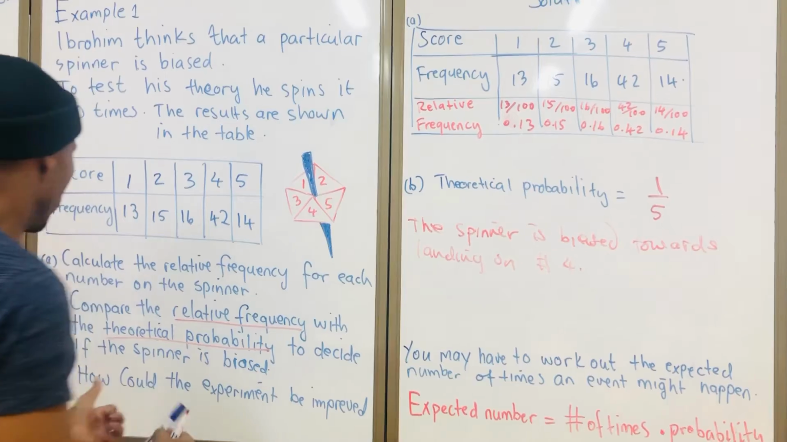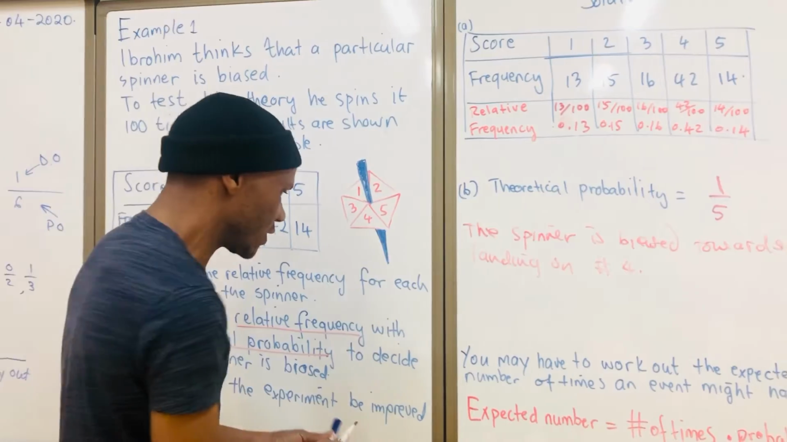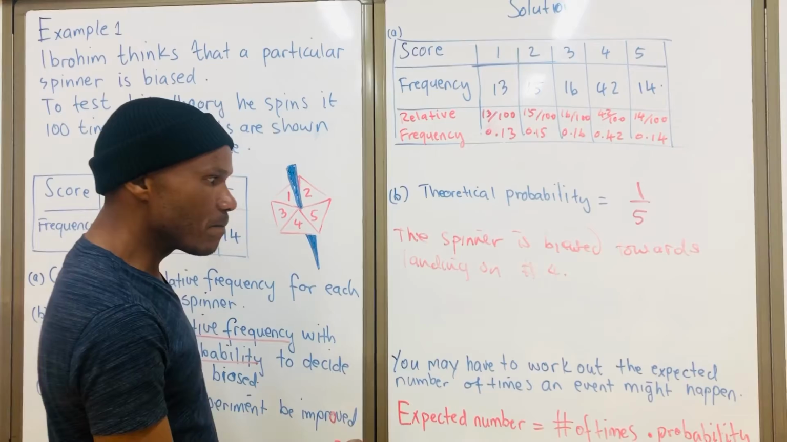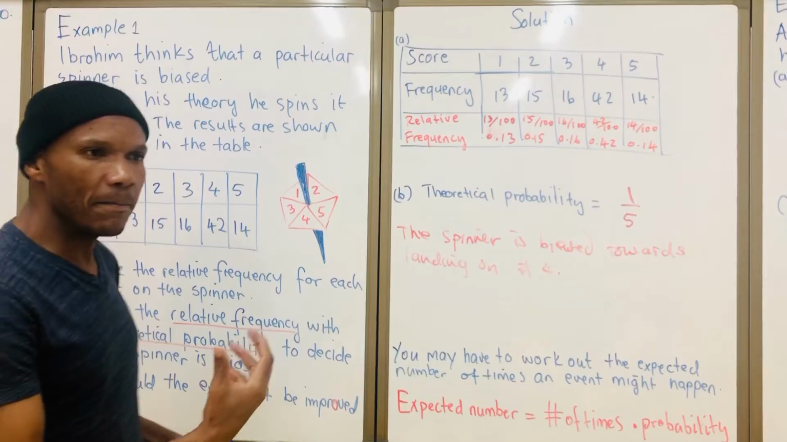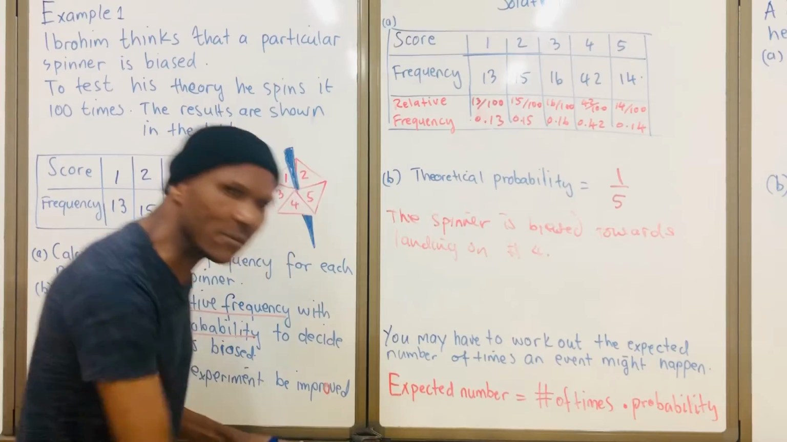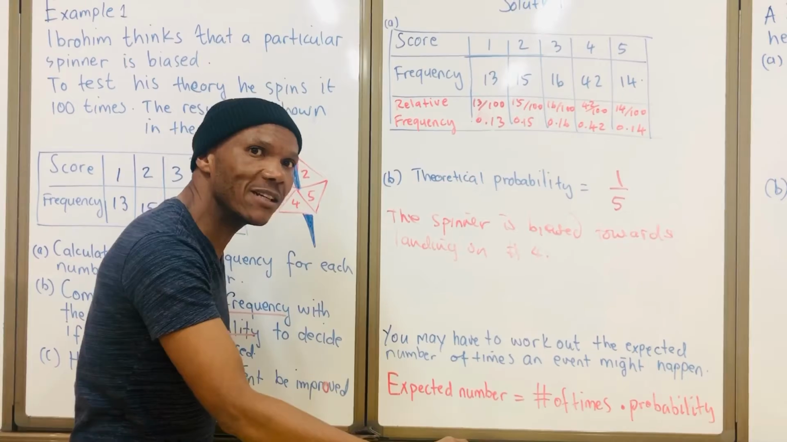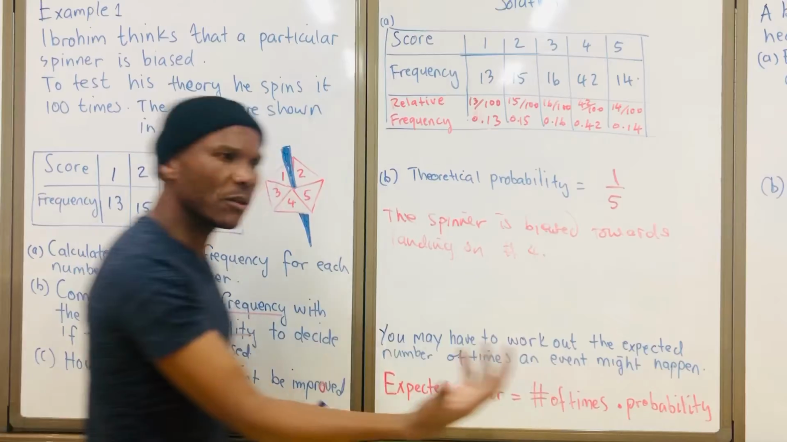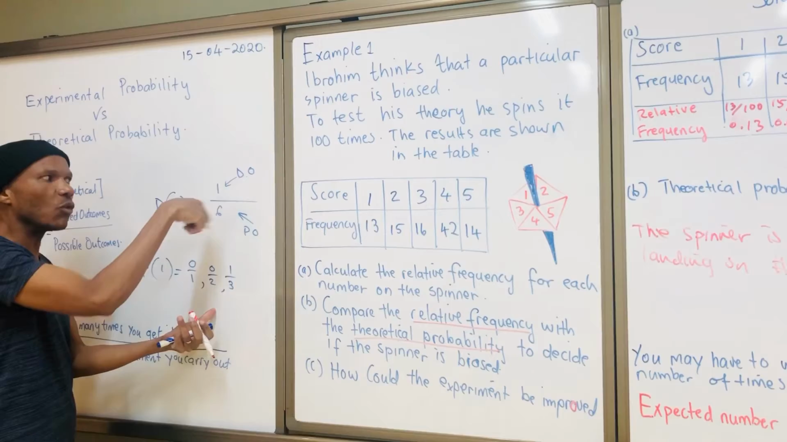So let's look at question C. How could the experiment be improved? So the experiment can be improved by carrying out many experiments. You can improve by carrying out the experiment many times. The more times you carry out the experiment, the more you get closer to what? To the theoretical probability. I don't know if you get what I'm trying to say. The more you throw a dice, the more you are going to get closer to what?